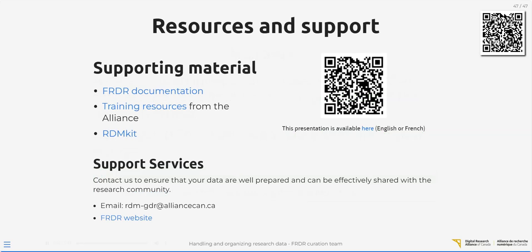To close, here are some key resources to help you put these principles into action. You'll find detailed guidance in the FRDR documentation, hands-on training materials from the Alliance, and practical tools in the RDMkit developed by ELIXIR Europe. This presentation is also available online in both English and French by scanning the QR code or visiting the GitHub link shown here. And if you need support at any stage, don't hesitate to reach out.